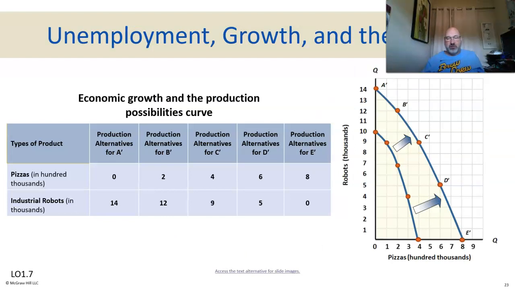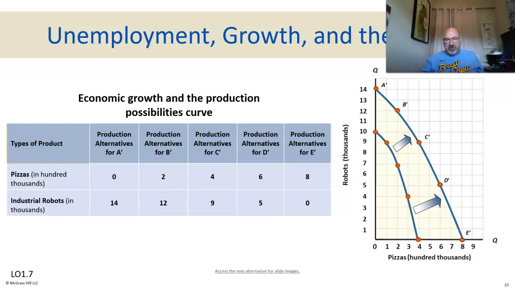Unemployment growth in the future. So once again, back to this pizzas and robots. Let's say that we have an increase in technology or some other growth. We have economic growth over time, whatever. The curve may shift out. If it's just normal economic growth over time, it shifts out, and we're able to make more pizzas and more industrial robots. You notice that the pizzas shifted proportionately more than the robots, but it is what it is.